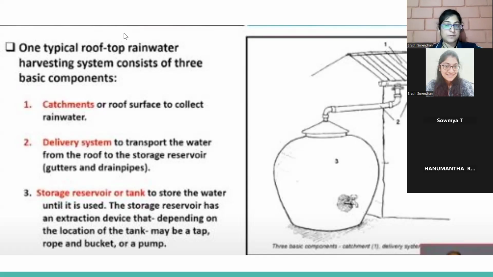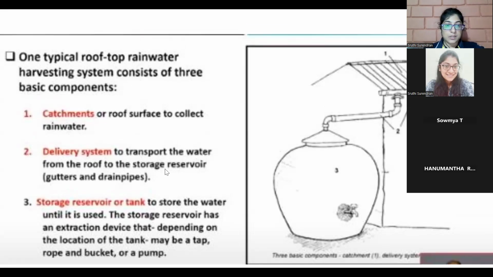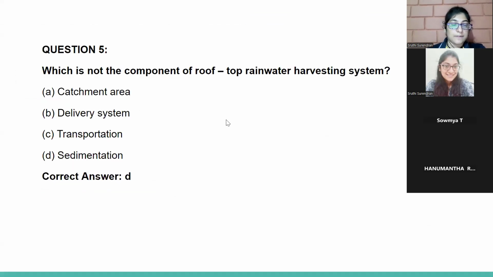Apart from that, there are a lot of sub-components that are used in rooftop rainwater harvesting, which can be added to this. But basically, these three things are necessary. So in this question, we have: the sedimentation is not a component of the rooftop rainwater harvesting system, although catchment, delivery system, and transportation components are three major components of a rooftop rainwater harvesting system.